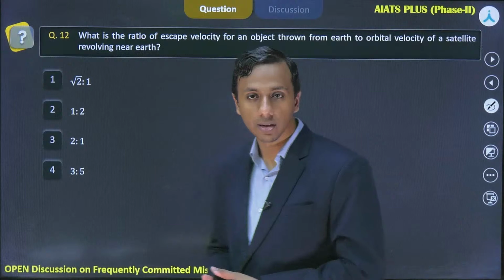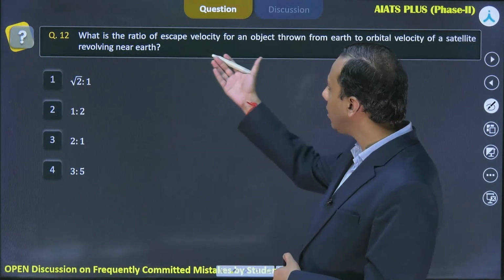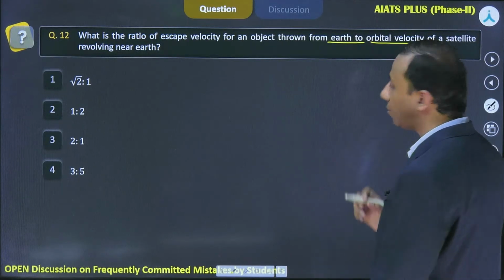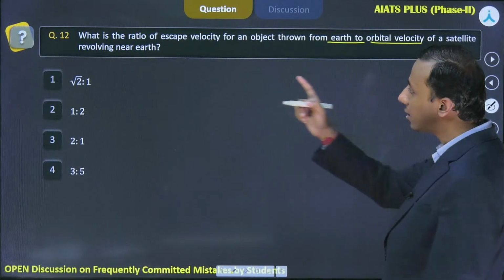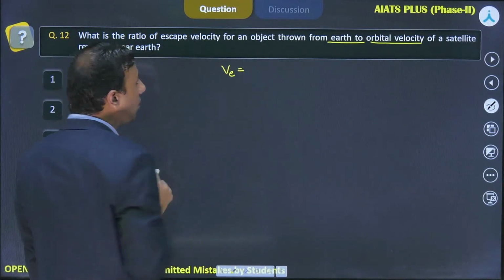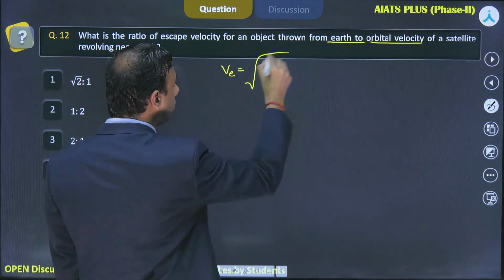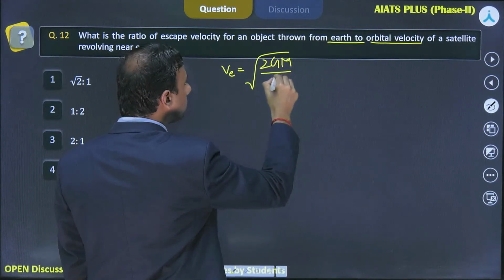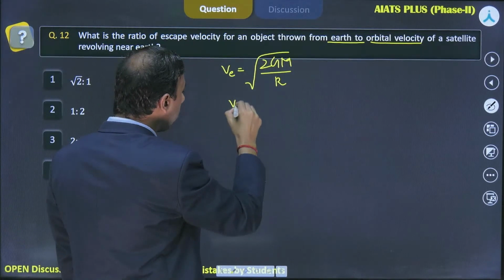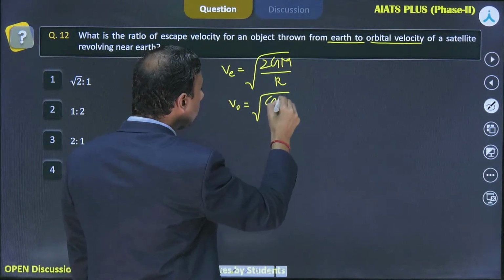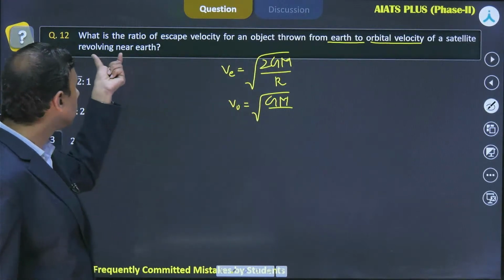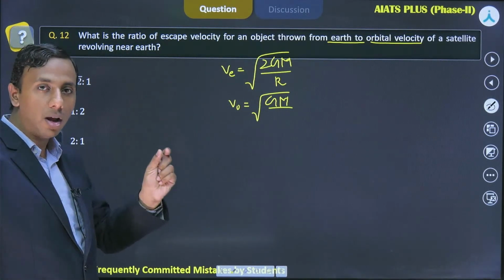So let's see this question, what this question is talking about. Find the ratio of escape velocity for an object thrown from Earth to orbital velocity of a satellite revolving near the Earth. You already know the expression. Escape velocity thrown from Earth: what was the expression? Under root 2GM by r. And what was the expression for orbital velocity? V_O, that is under root GM by small r. But small r becomes capital R here. Why? Because it is revolving near the surface of Earth.